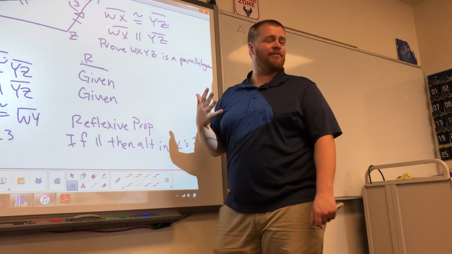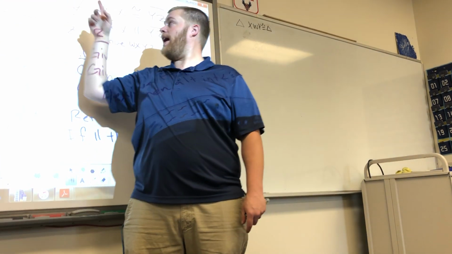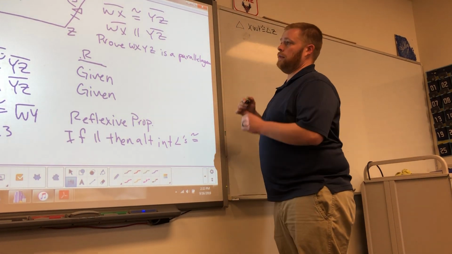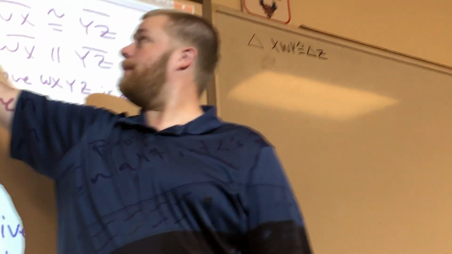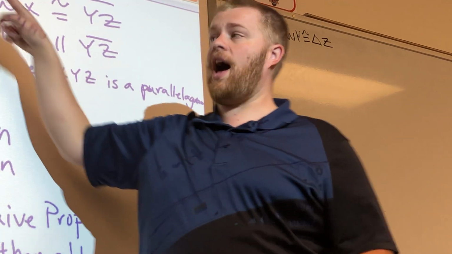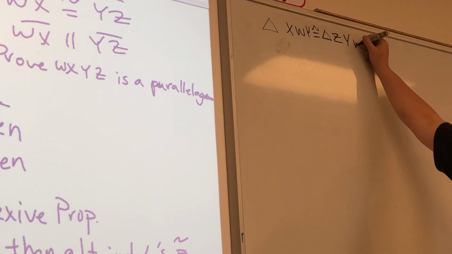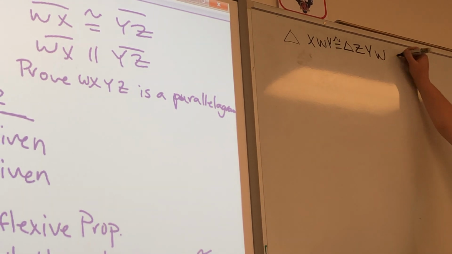I have to keep the order similar. This X for the other triangle corresponds to Z, so I'll start with Z. W is attached to the angle I know, right? So I'm going to go next with Y and then end with W. And that's by side angle side triangle congruency.